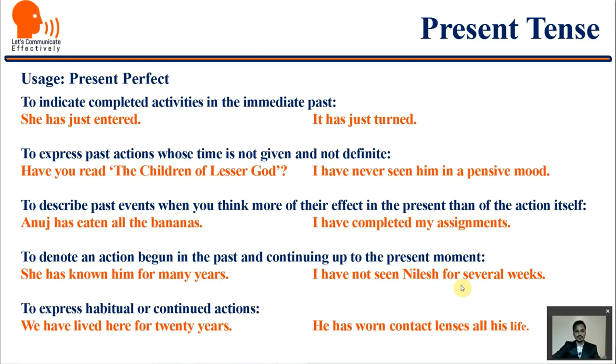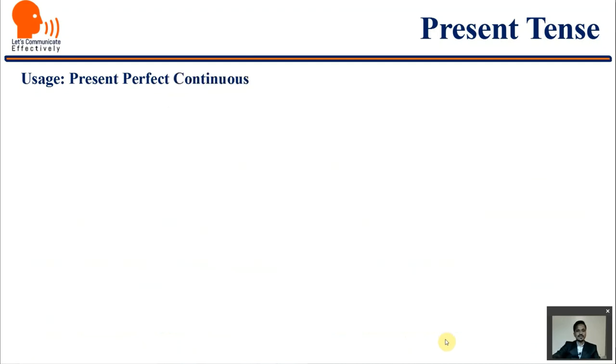To express habitual or continued actions, again the present perfect is used. Like, we have lived here for 20 years. He has worn contact lenses all his life. So it is habitual or continued action. Continued, right? And habitual, like contact lenses. To express that, present perfect is used.